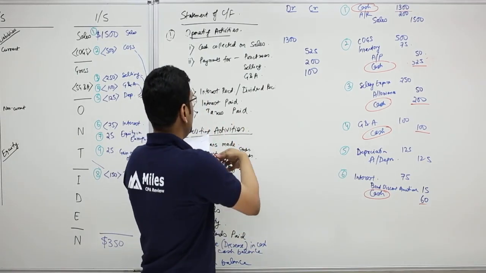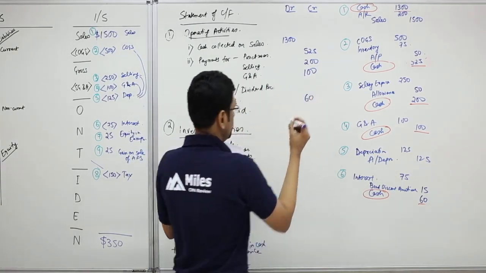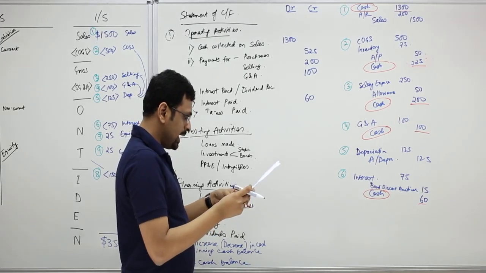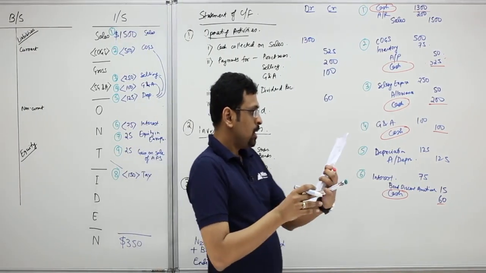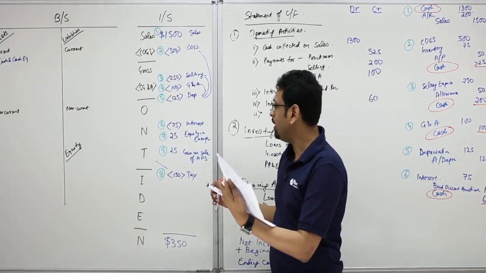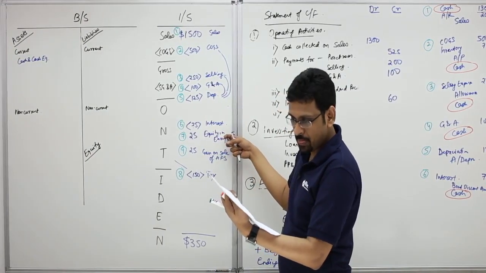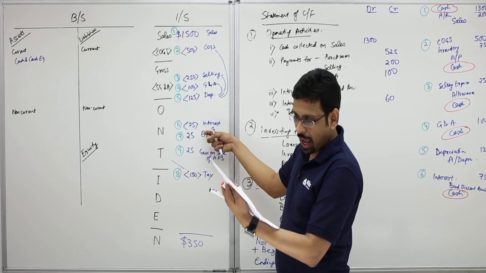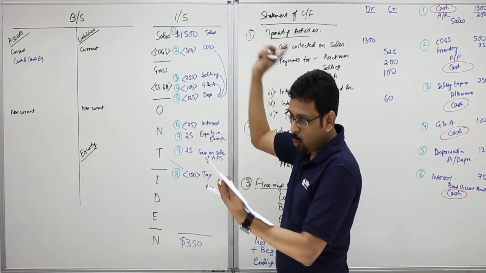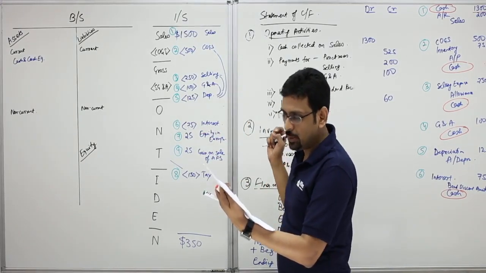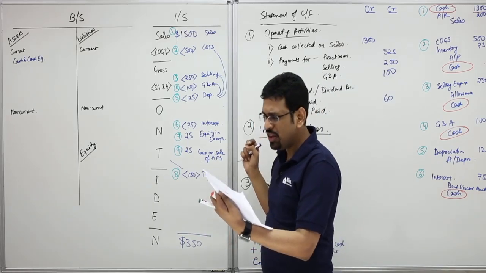So the interest paid, that is 60. Now looking at the next journal entry, you've got number 7, equity in earnings of investee. That's 25. And that relates to the investment under the equity method. Even that has increased by 25.